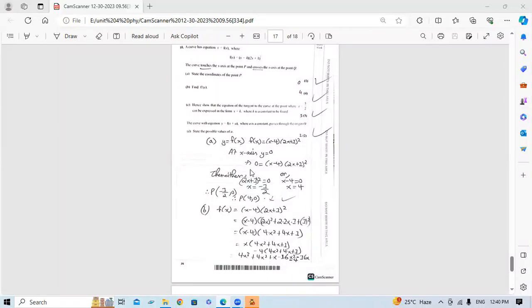And wait a minute for getting number 10D, where it has been stated that the curve with equation y equals f(x plus a), where a is a constant, passes through the origin O. State the possible values of a.